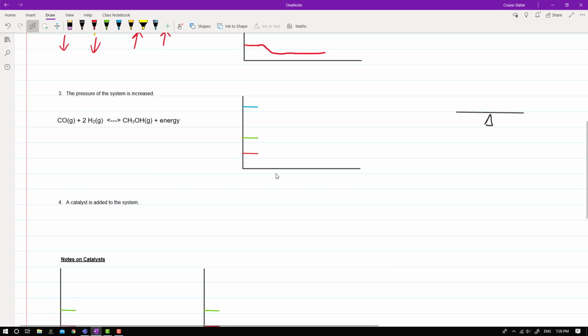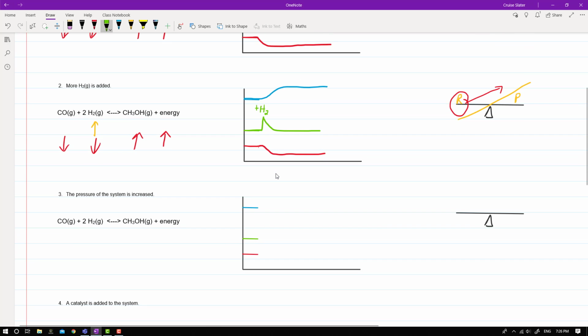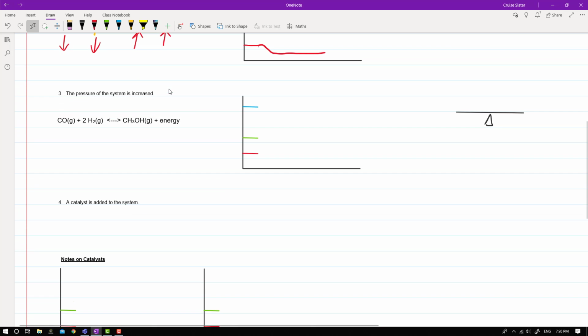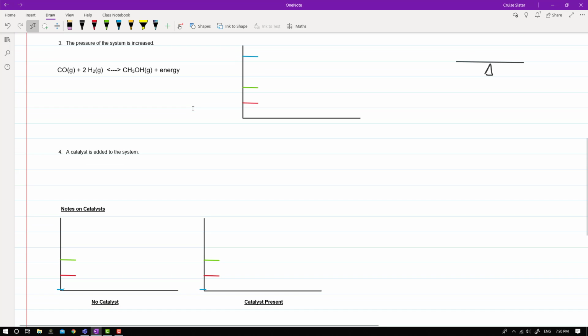So let's keep going. Oh, I should add one more thing up here, sorry. So again, the forward reaction is favored here. Okay, so the forward reaction is favored. Going down to the next one, the pressure of the system is increased.